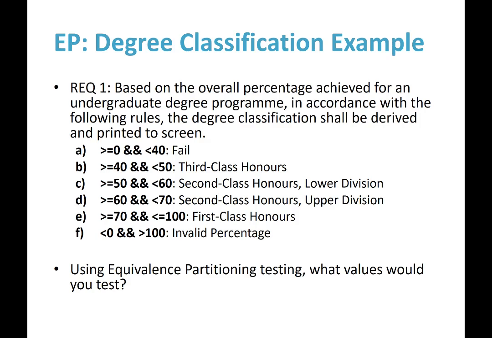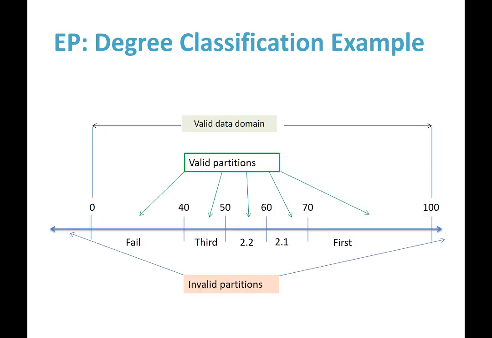So, based on those values, what test values would we come up with? Well, it's quite nice to view it in this sort of diagrammatic form. As we've mentioned just a moment ago, straight away we have a set of valid partitions and invalid partitions. Our valid partitions all occur between 0% and 100%, and we have 1, 2, 3, 4, 5 different valid partitions within that range. And then either side we have our invalid partitions.